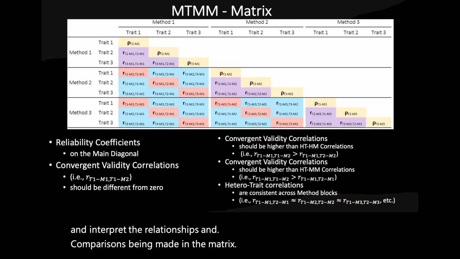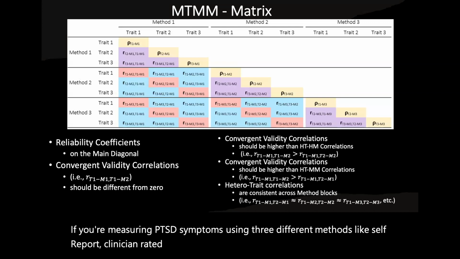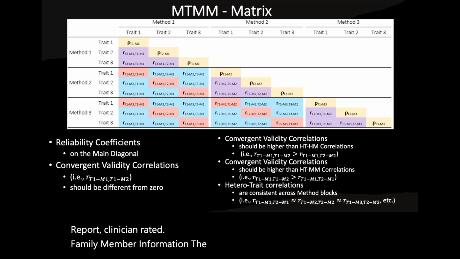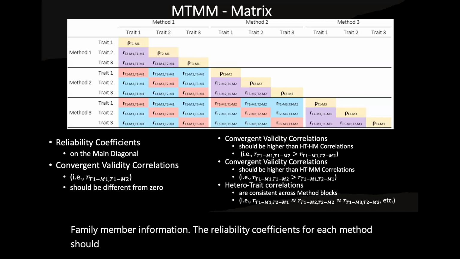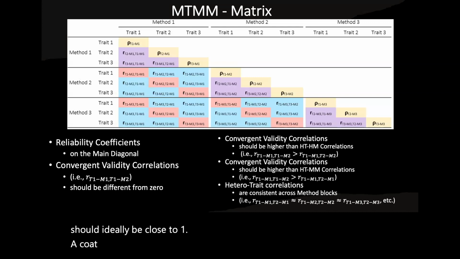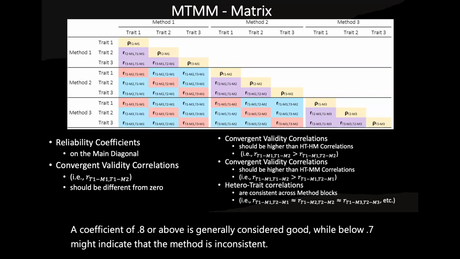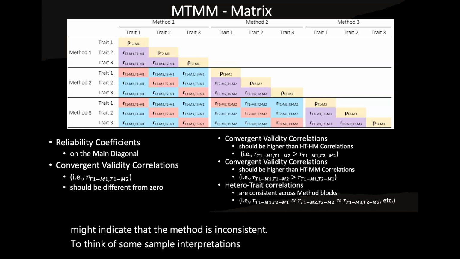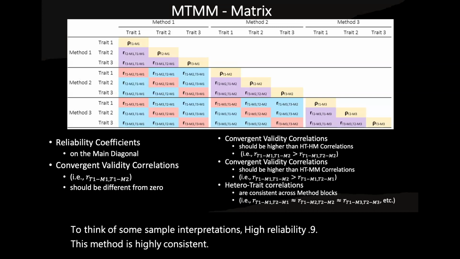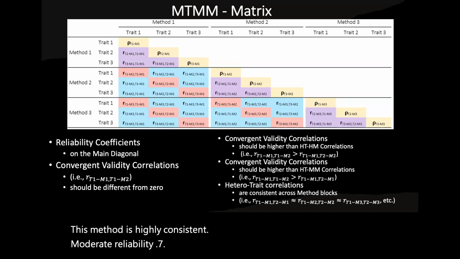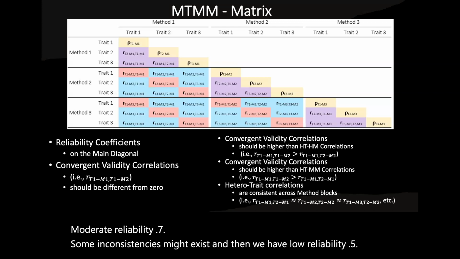If you're measuring PTSD symptoms using three different methods, like self-report, clinician-rated, and family member information, the reliability coefficients for each method should ideally be close to 1. A coefficient of 0.8 or above is generally considered good, while below 0.7 might indicate that the method is inconsistent. Let's think of some sample interpretations. High reliability, 0.9: this method is highly consistent. Moderate reliability, 0.7: some inconsistencies might exist. And then we have low reliability, 0.5: the method may be unreliable.